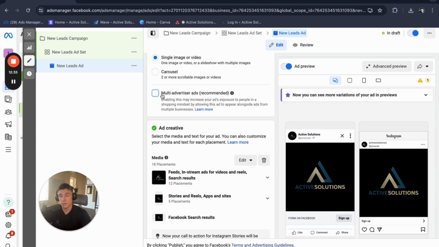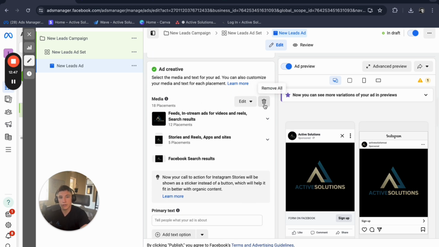So if you turn this off, your ad will always be singled out and it will always be by itself. Again, it tricks you into saying that you're going to get more exposure. It's not going to work. Your cost per lead is going to go up. So keep this off.